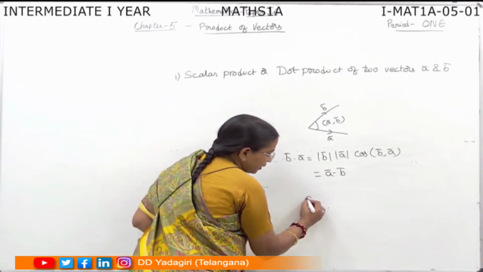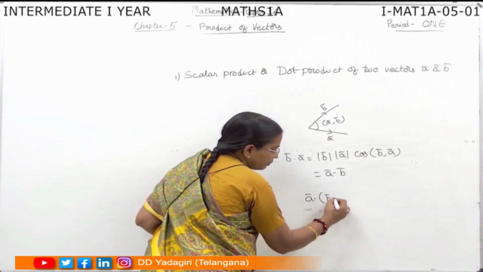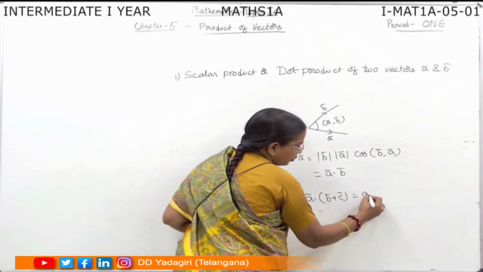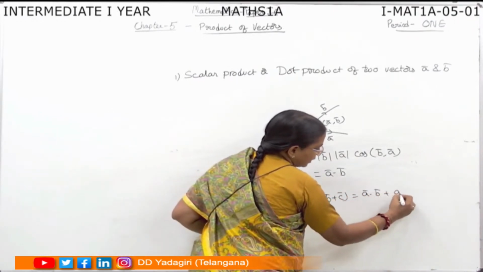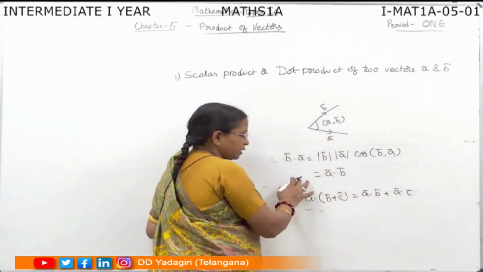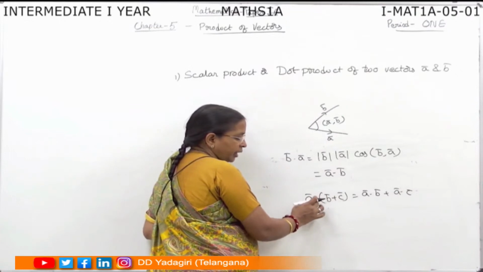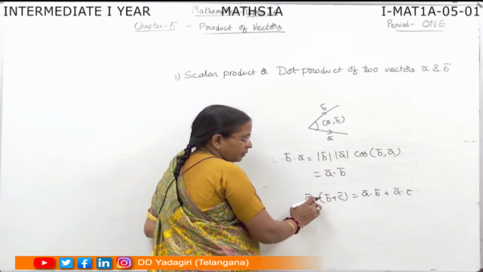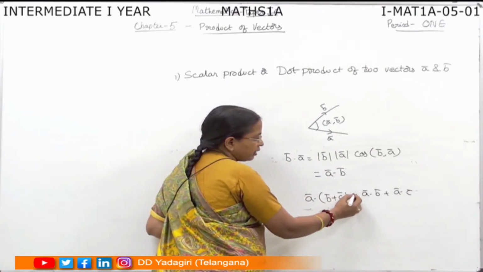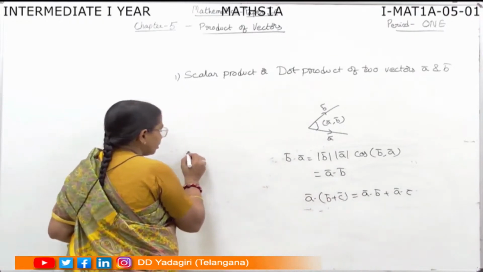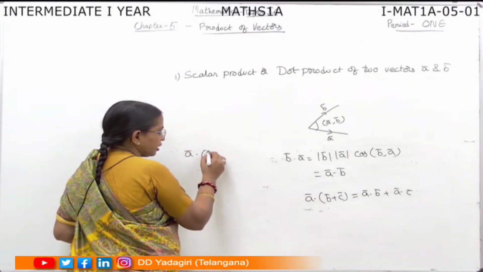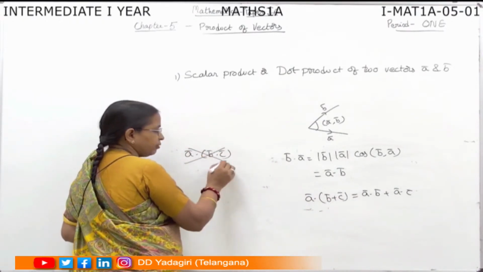Now the next property is A dot of B plus C is equal to A dot B plus A dot C. It is commutative and it is also distributive with respect to addition. So A dot B plus A dot C. These properties are very important. And then A dot of B dot C, like that, is not defined. This is not defined. Okay.